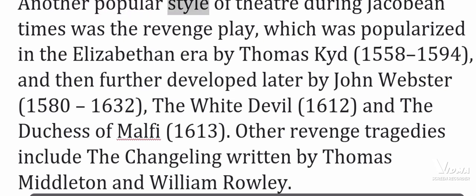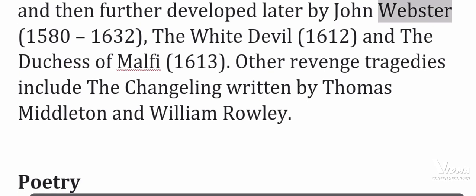Another popular style of theatre during Jacobean times was the revenge play, which was popularized in the Elizabethan era by Thomas Kyd, 1558 to 1594, and then further developed later by John Webster, 1580 to 1632, The White Devil, 1612, and The Duchess of Malfi, 1613. Other revenge tragedies include The Changeling, written by Thomas Middleton and William Rowley.